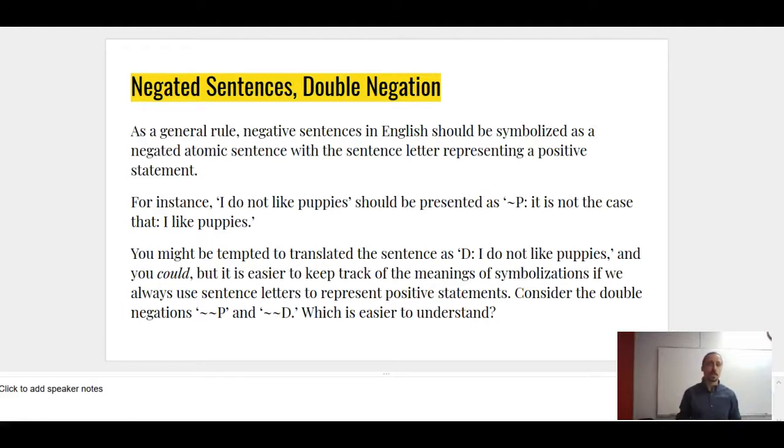Consider the double negation. Not not P. It's not the case that I don't like puppies. Versus not D. It's not the case that I do not like puppies. Right? Which one is easier to understand? So my advice to you is, as you translate, try to keep things positive. And then if you have a negated statement in English, use that not operator. It's going to be really useful.